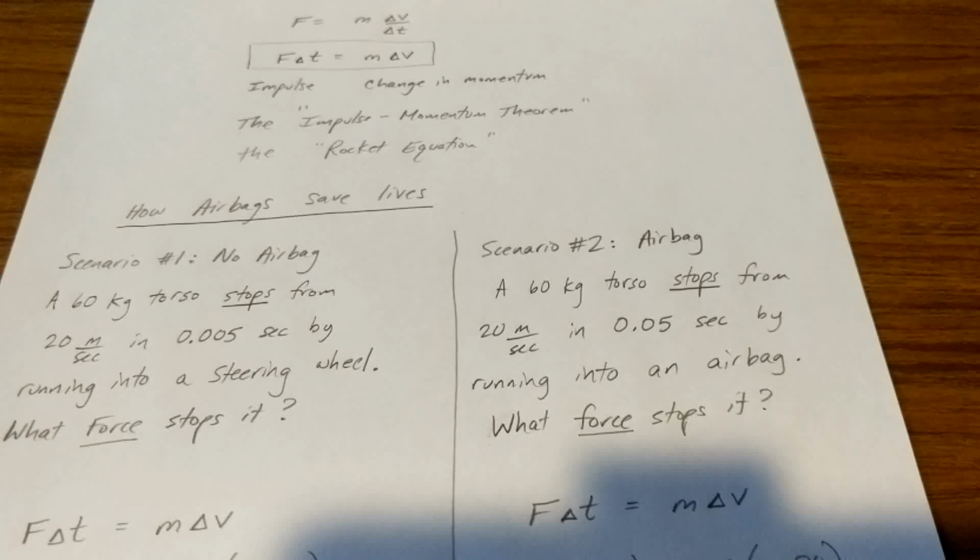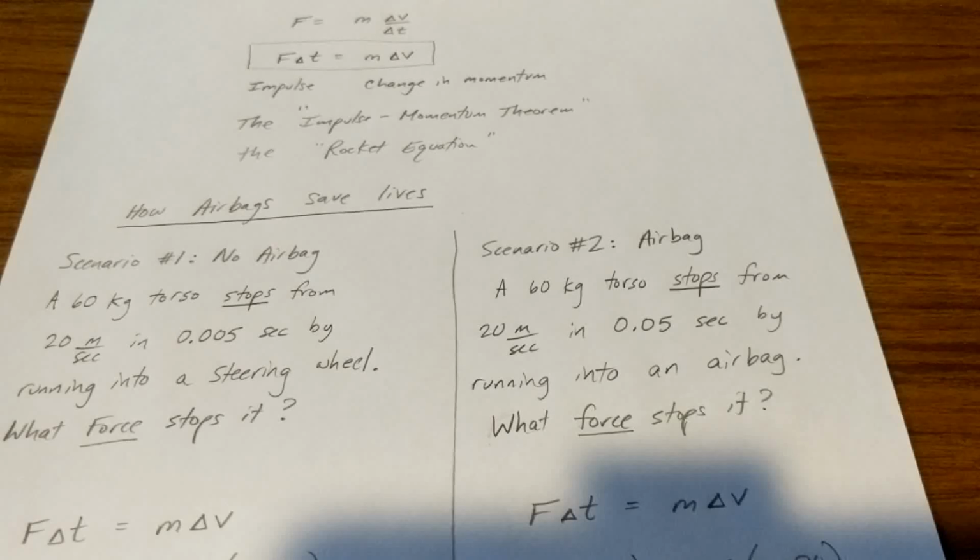In the airbag situation, it's the same 60-kilogram person being stopped from going 20 meters per second, but now in a much greater time, 5/100ths of a second, which still seems very fast, and it is if you've ever been in an accident, and I have. It all goes by very quickly because it is a very fast event. Regardless, in this case they run into an airbag, and so we can again calculate the force that stops the person who's involved in this accident.